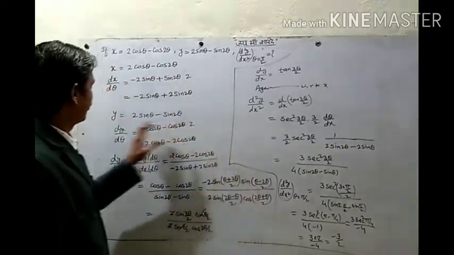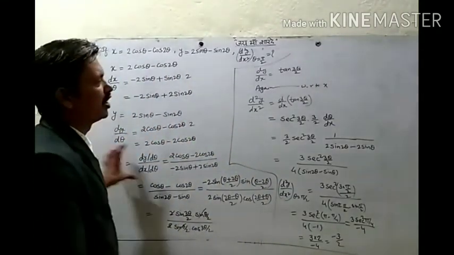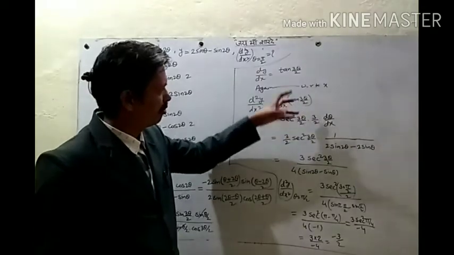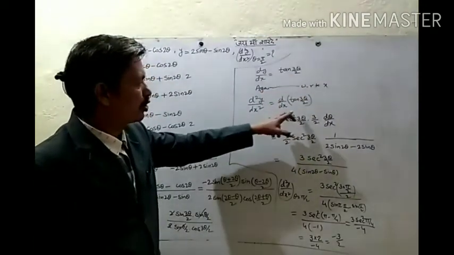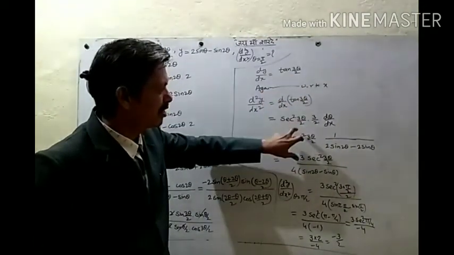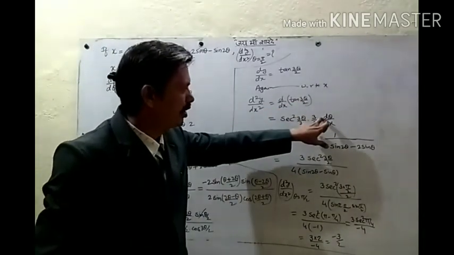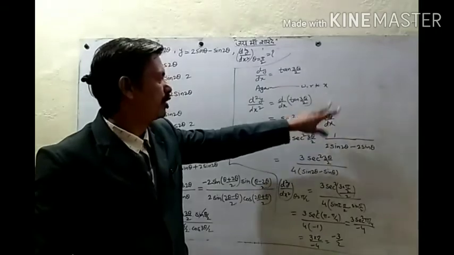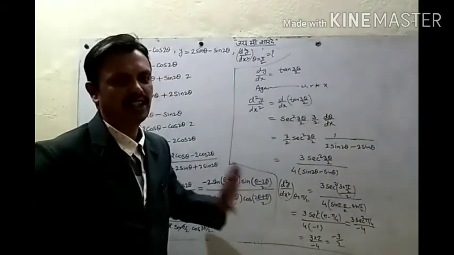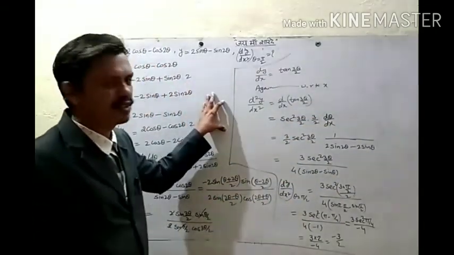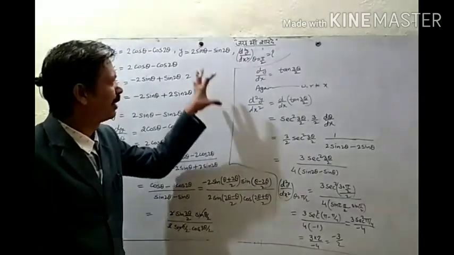So first find dy by dx, then differentiate it with respect to x again. Whatever parameter is given, differentiate with respect to that parameter only, multiply by its derivative with respect to x, and simplify. Very important questions, beta. So practice these questions.